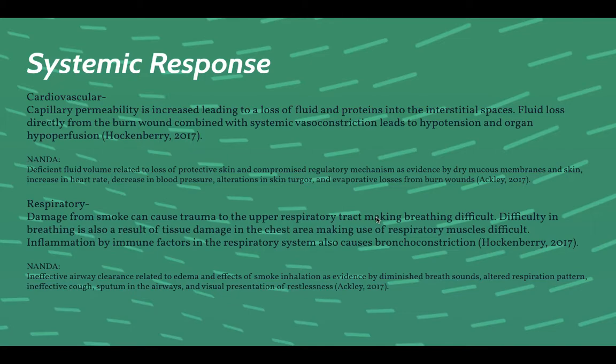The next systemic response we're going to talk about is the respiratory. This can be from damage from smoke inhalation, causing trauma to the upper respiratory tract, making breathing difficult. Difficulty in breathing is also a result of tissue damage in the chest area, making use of respiratory muscles difficult. Inflammation by immune factors in the respiratory system also causes bronchoconstriction.